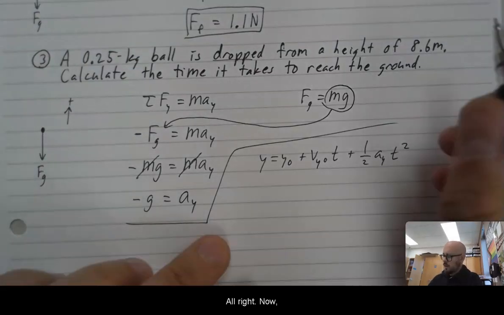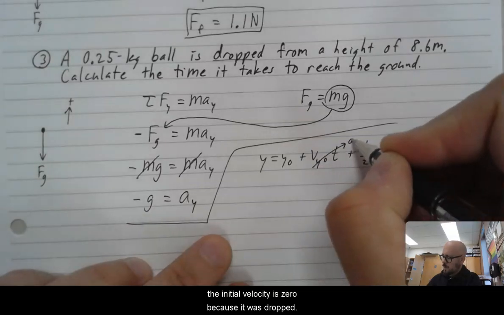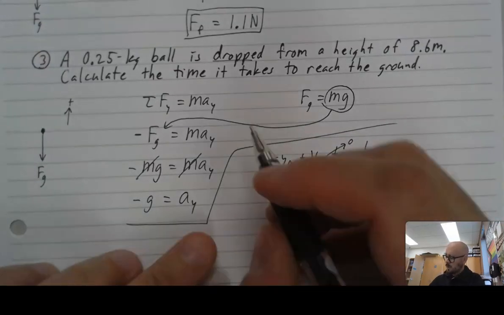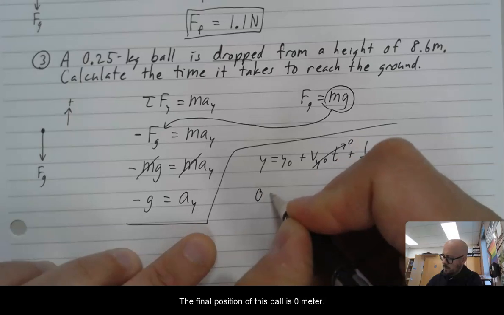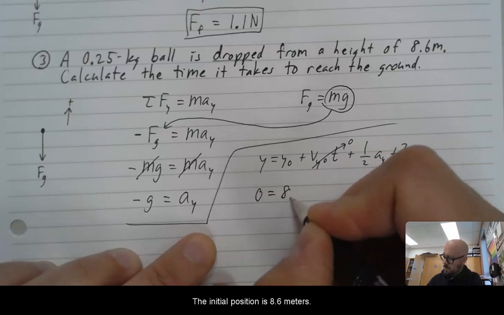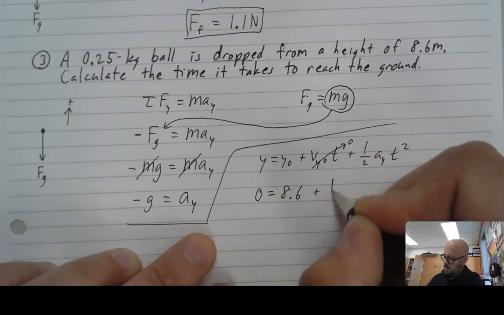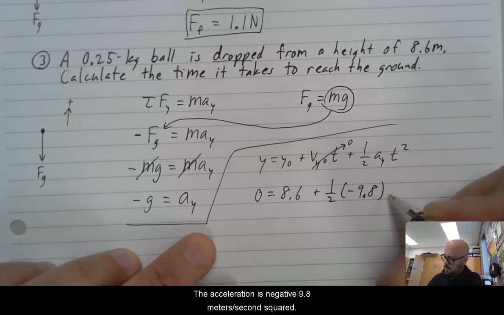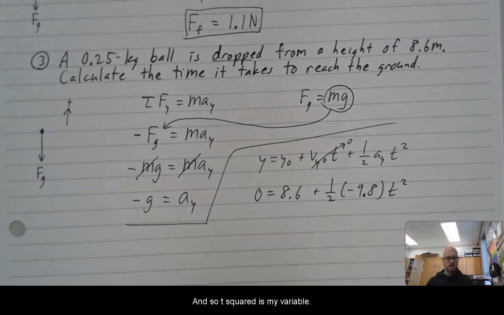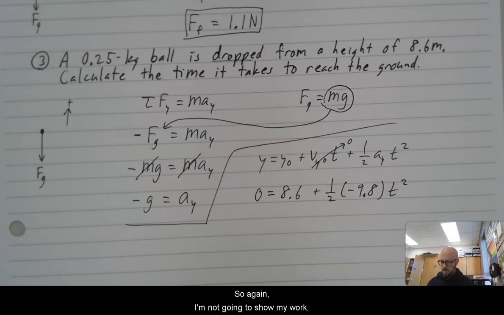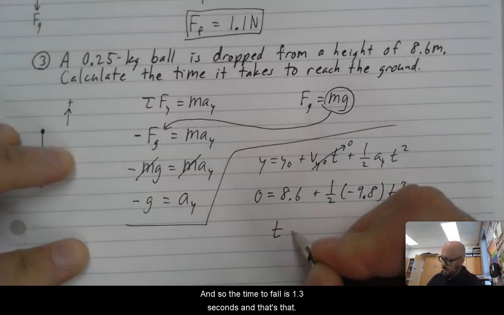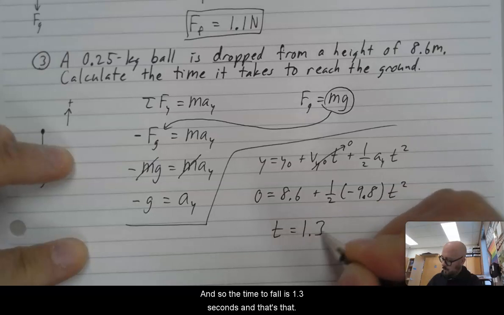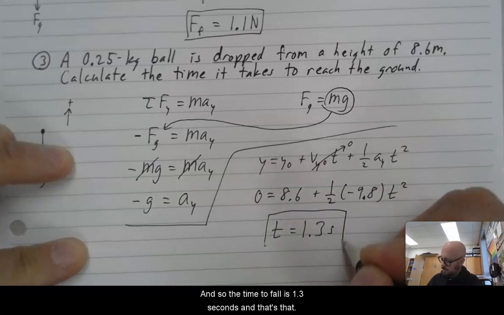All right. Now the initial velocity is 0 because it was dropped. The final position of this ball is 0 meters. The initial position is 8.6 meters. The acceleration is negative 9.8 meters per second squared. And so t squared is my variable. So again, I'm not going to show my work. You can ask me questions if you need to. And so the time to fall is 1.3 seconds.